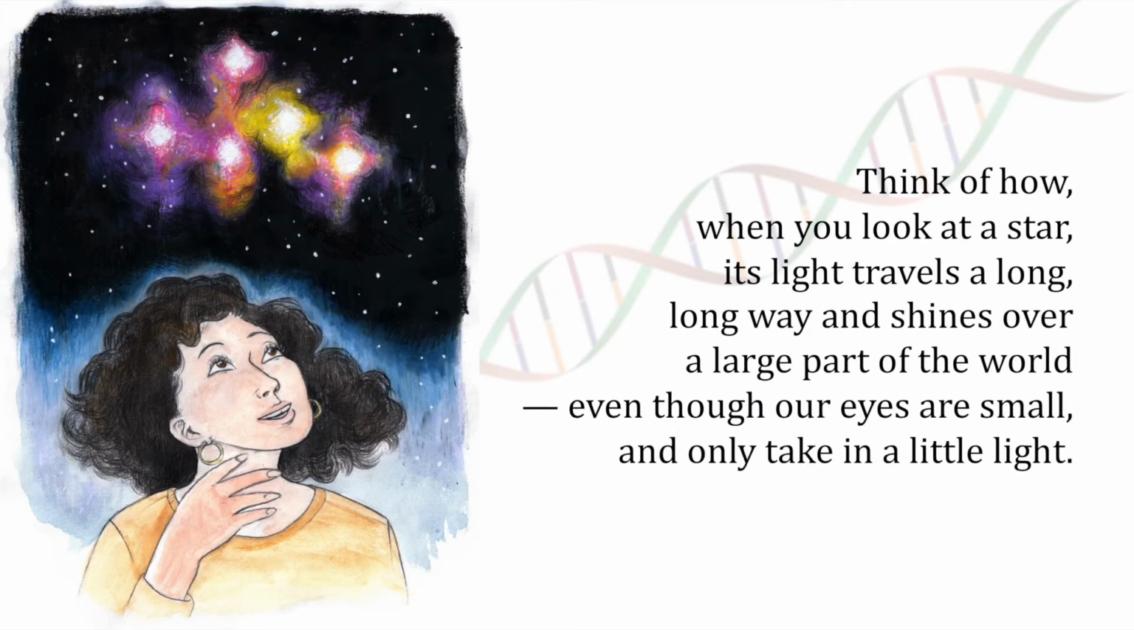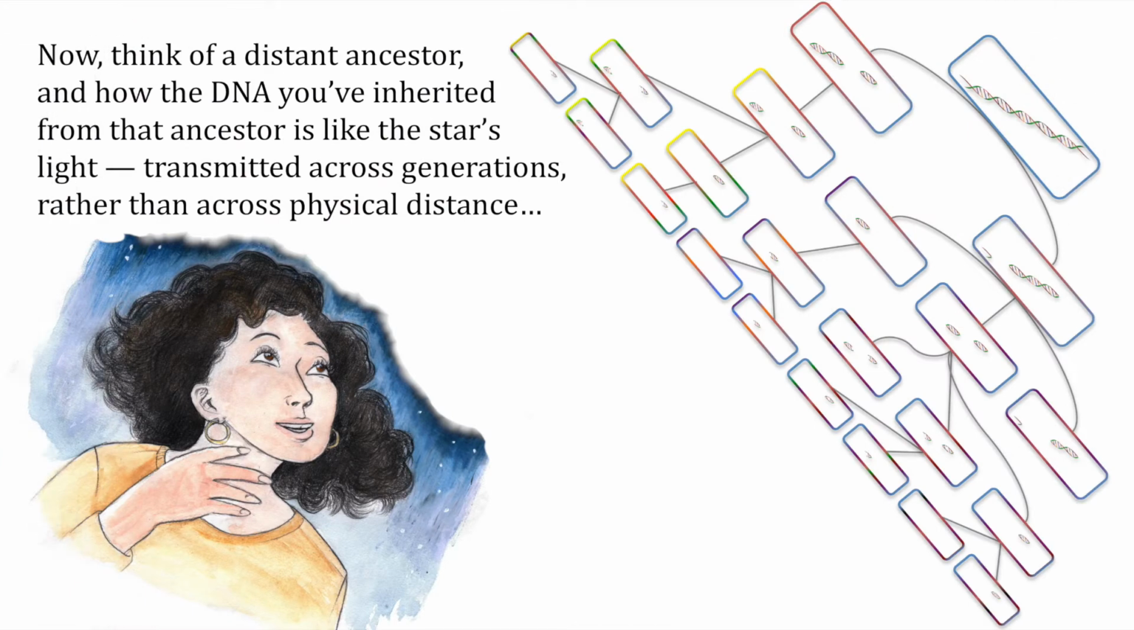Think of how, when you look at a star, its light travels a long, long way and shines over a large part of the world, even though our eyes are small and only take in a little light. A telescope works just like your eyes, but gathers more light from a larger lens. Now, think of a distant ancestor and how the DNA you've inherited from that ancestor is like the star's light, transmitted across generations rather than across physical distance.